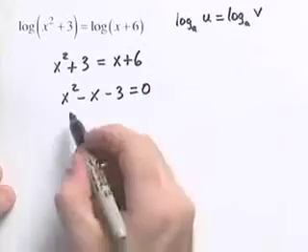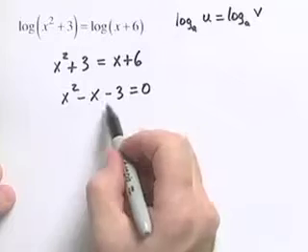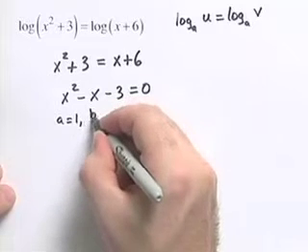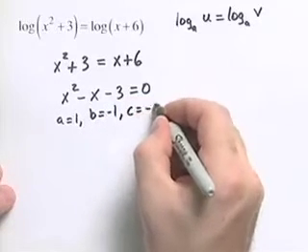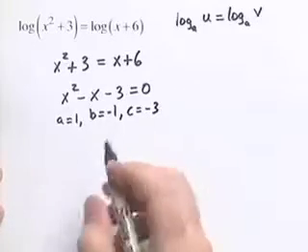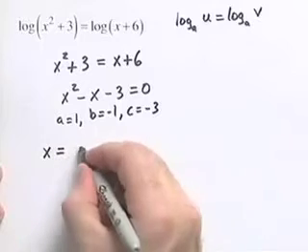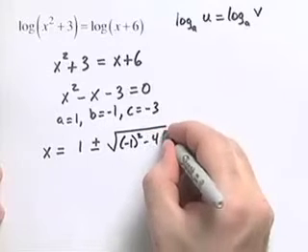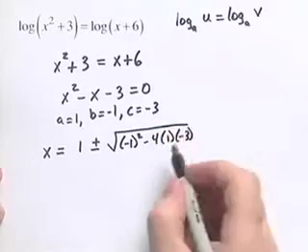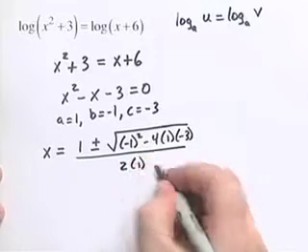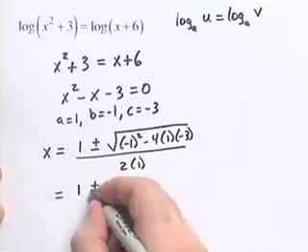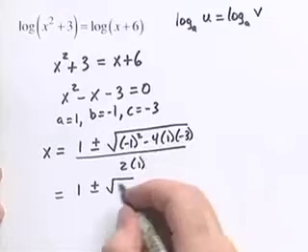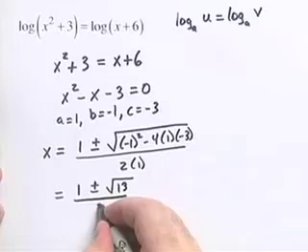We're going to solve this equation by factoring, if possible. We look at this, it doesn't appear that factoring will work, so we can use the quadratic formula. A equals 1, b equals -1, and c equals -3. If we plug these values into the quadratic formula, we get x is equal to 1 plus or minus the square root of -1 squared minus 4 times 1 times -3, all divided by 2 times 1. If we evaluate this inside, we'll have 1 plus 12, which is 13, and the denominator will be 2.